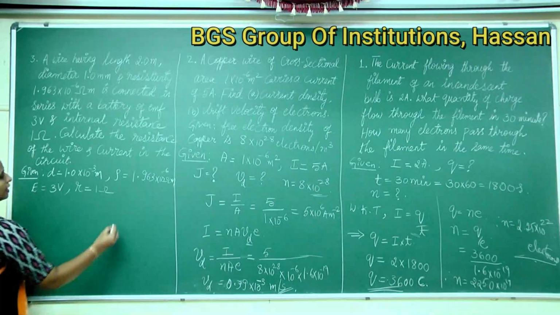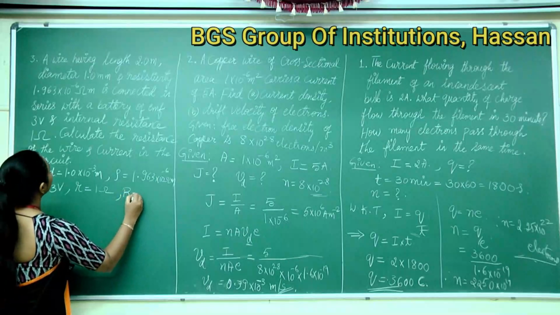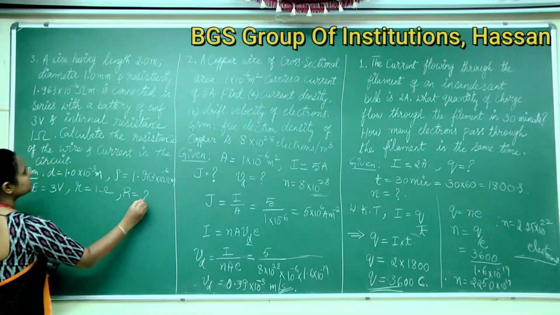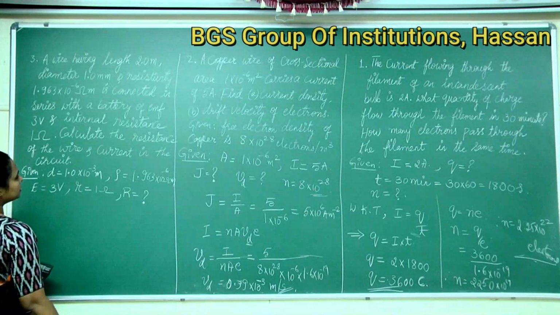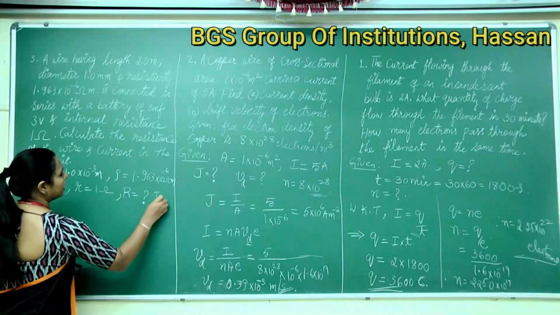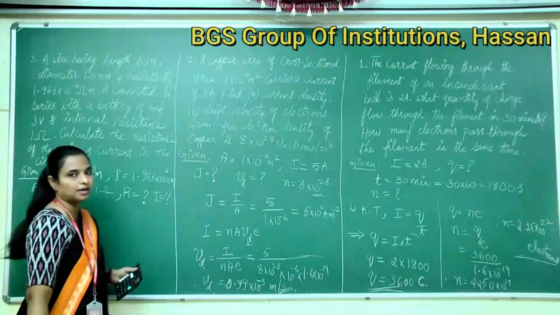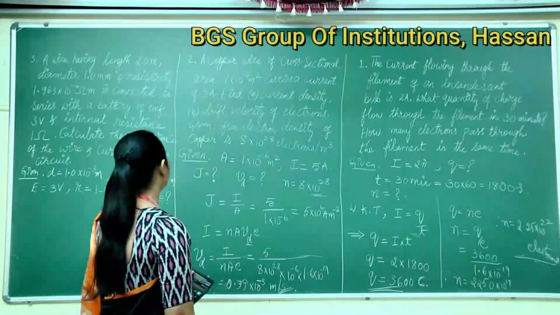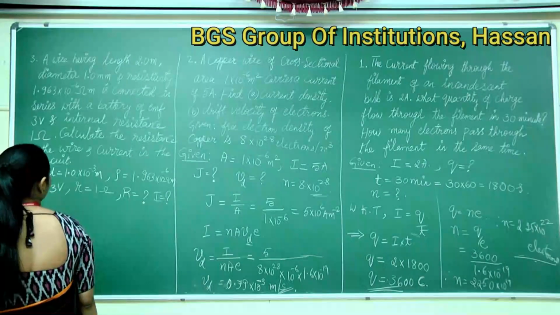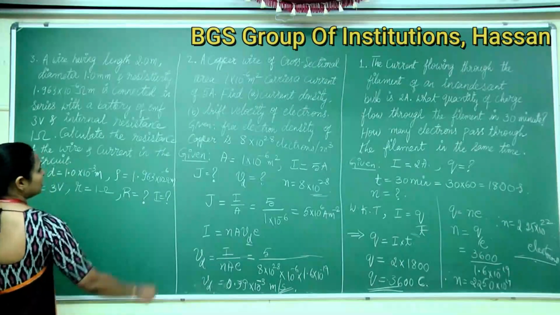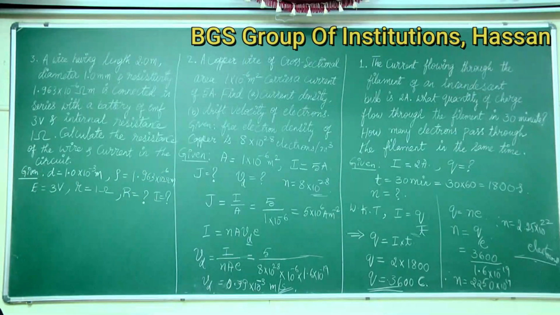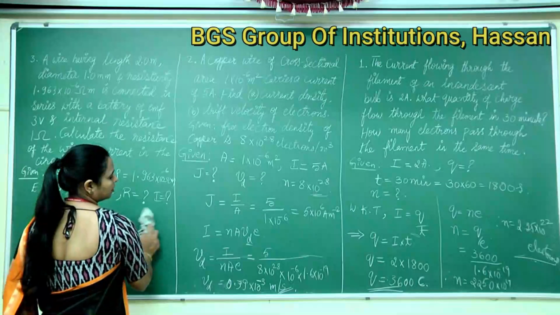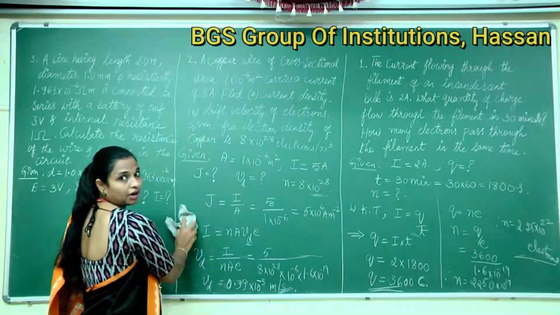What we need to calculate? We should calculate resistance of the wire, that is R, and I. Resistance and current we have to find out. So here, let me rub this part. I hope you have copied this.